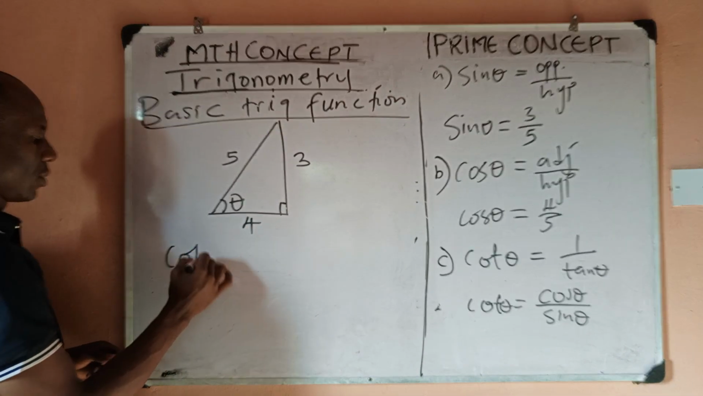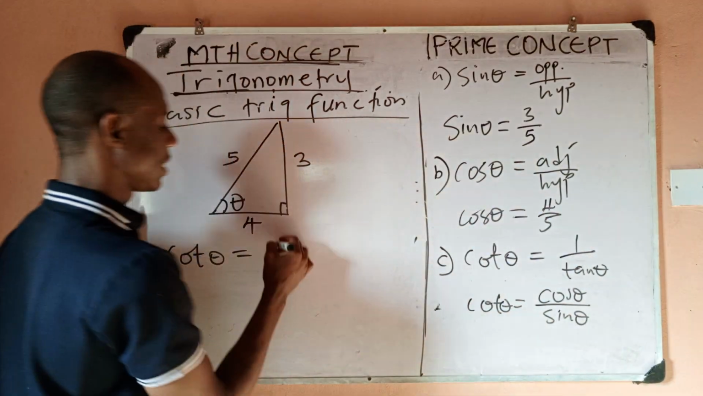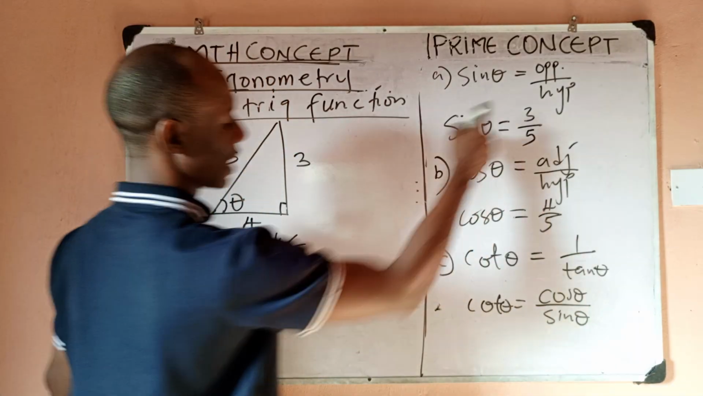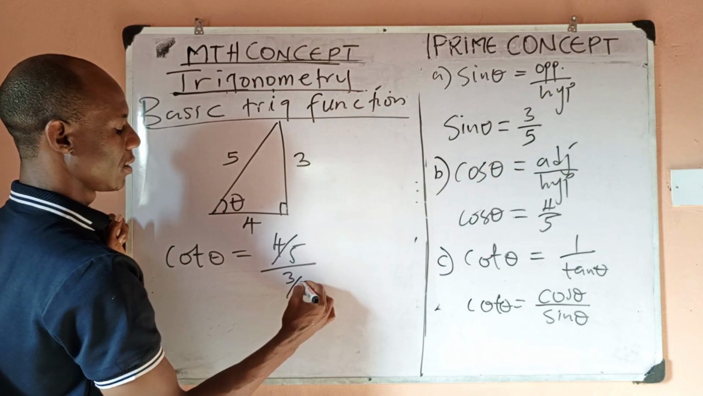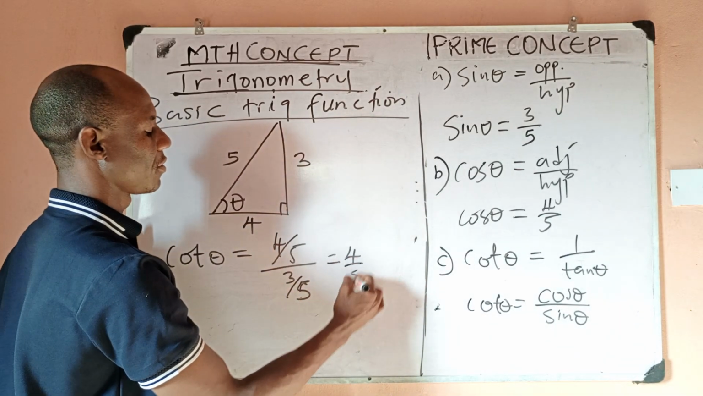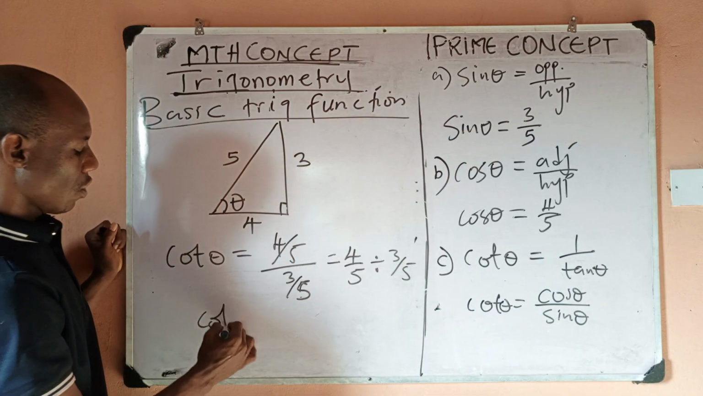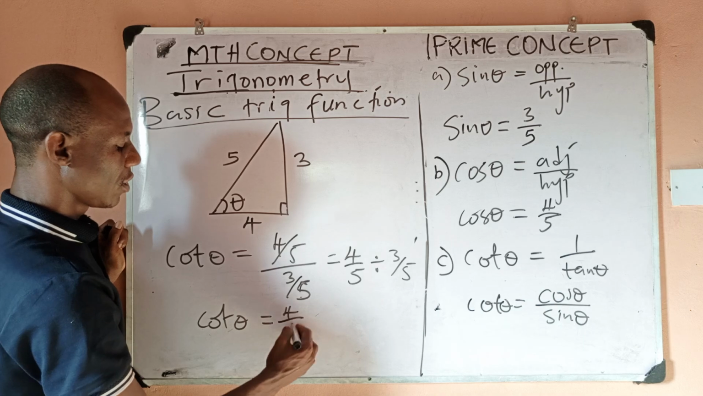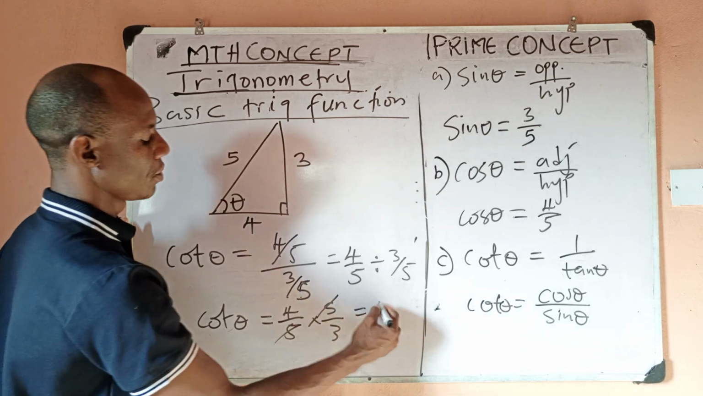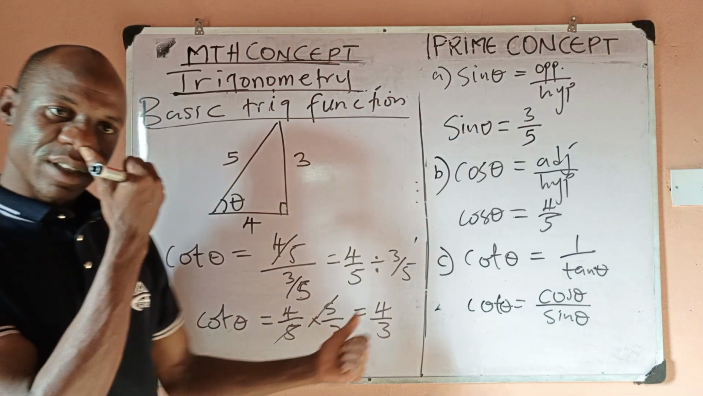So cot theta is going to be cos. What is our cos theta? Our cos theta is 4 over 5, over sine theta. What is our sine theta? 3 over 5. So if I solve the mathematics here, I have 4 over 5 divided by 3 over 5, so that cot theta becomes 4 over 5 times 5 over 3. 5 would go, so I'll be left with 4 over 3. So it means that my cot theta is going to give me 4 over 3.